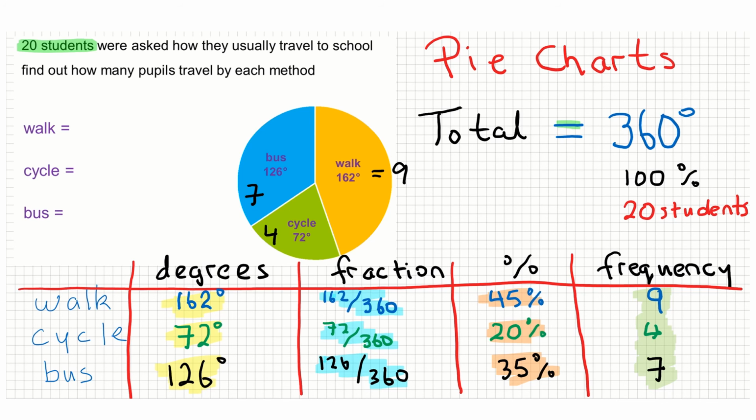Okay, do the answers fit? Is walking the biggest slice of the pie chart? Yes. Is cycling the smallest? Yes. Okay, so you can see that walking is just under half. You can see that cycling is exactly 1/5, or maybe not quite. And also you can see that the bus is just a little greater than 1/3.